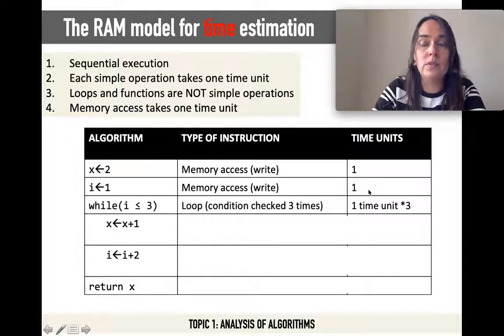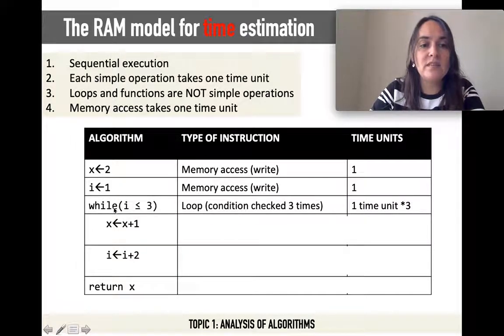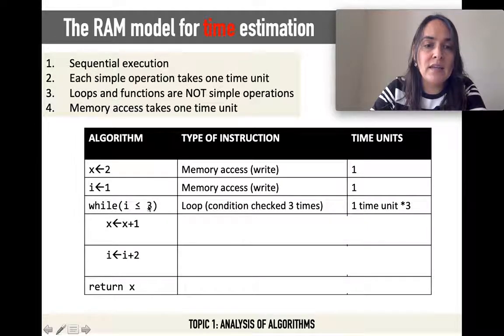Oh, a loop. Loops are not simple operations, so we have to dive into the loop. Let's see what happens here. This is a while loop and we are checking a condition. So actually it is like having an if, and ifs are simple operations according to this model. We are checking whether i is lower than or equal to 3.